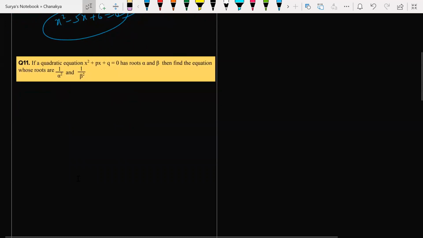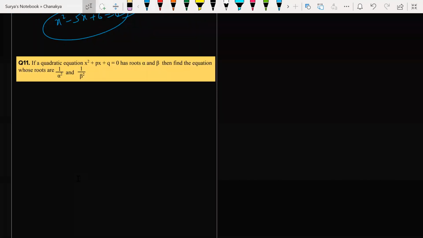11th question. Try to solve, everyone. Take 1 minute of time. Try to solve, everyone, please. 11th question. If a quadratic equation x square plus px plus q is equal to 0 has roots alpha and beta, then find the equation whose roots are 1 by alpha square and 1 by beta square. Make it fast.